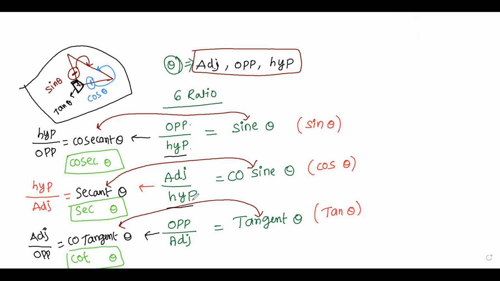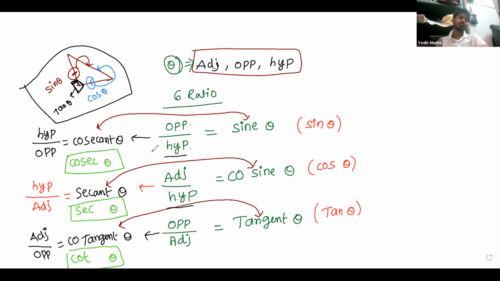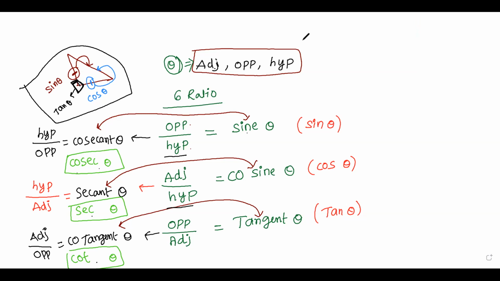And if you take the opposite of these three ratios that you learned, then they will be cosecant, secant, and cot theta. Just remember: sine's opposite is cosec, cosine's opposite is sec, and tan's opposite is cot. You have to remember that. Let me write it in tabular form.